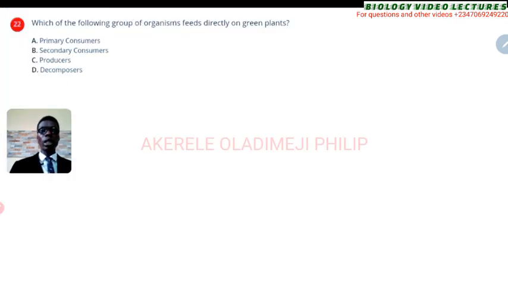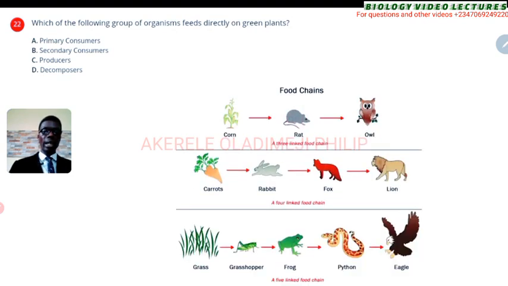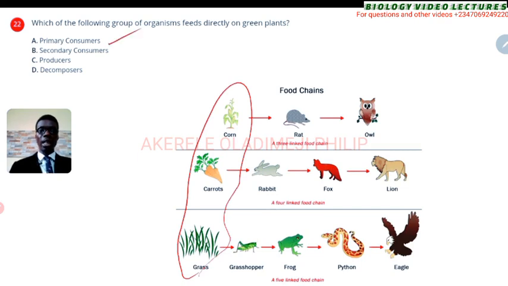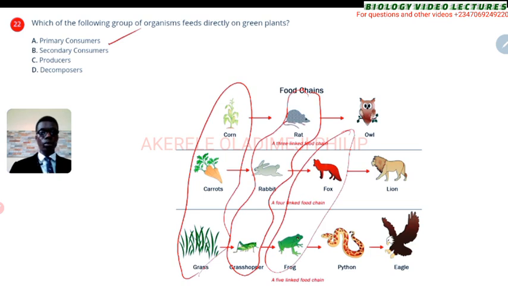Which of the following groups of organisms feeds directly on growing plants? Of course, I told you that the first organisms to feed on the producers, which are growing plants, are always the primary consumers. So option A. So this is all the rat, the rabbit, which are always herbivores, are the primary consumers. All right, you can pause the video to look at this more. And you know that secondary consumers are majorly carnivores most of the time.